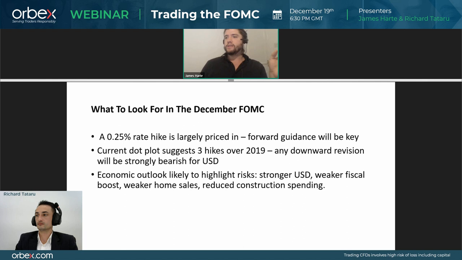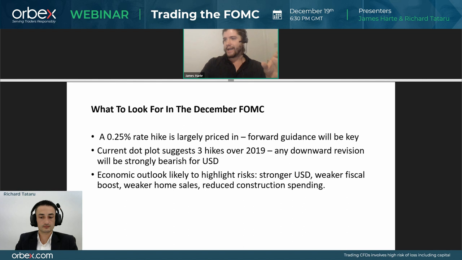as well as mortgage rates, 30-year mortgage rates now above 5%, leading to weaker home sales and reduced construction spending. So there's a lot of elements which are combining over the next 3 to 6 months, which look likely to constrain US dollar activity and could cause the Fed to stay on hold.